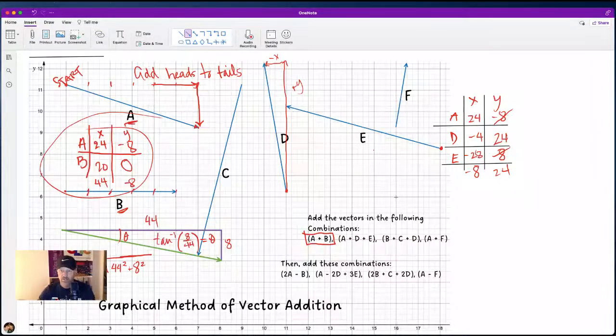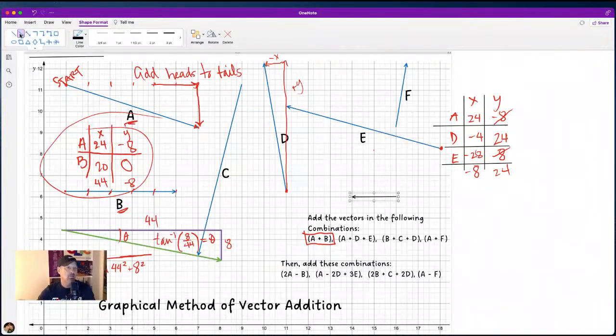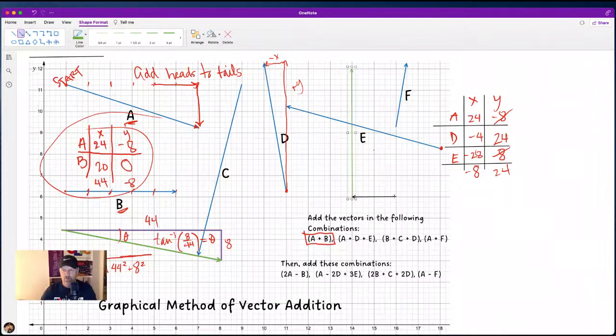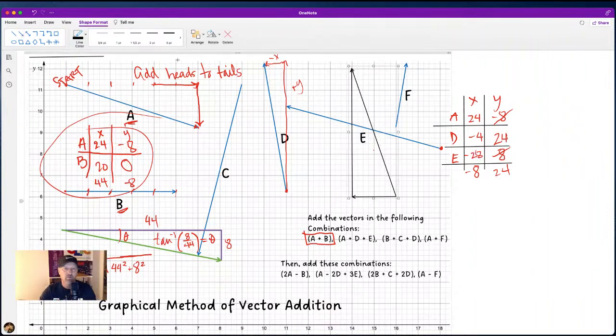So -8 would be our X, like so. And then our Y would be +24, 2, 3, 4, 5, 6. And then our resultant vector, we'll make that green color again. We'll just draw this in from where we started to where we finish, right there to the right there. And we'll make that one green. Boom, that's our resultant vector.